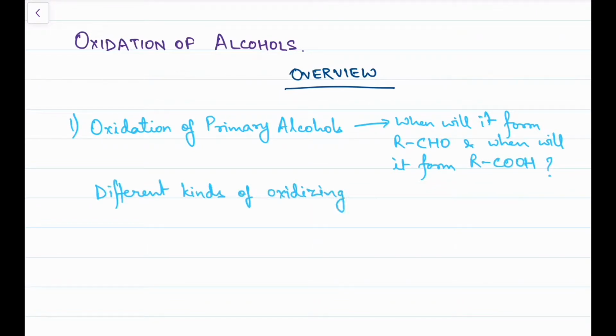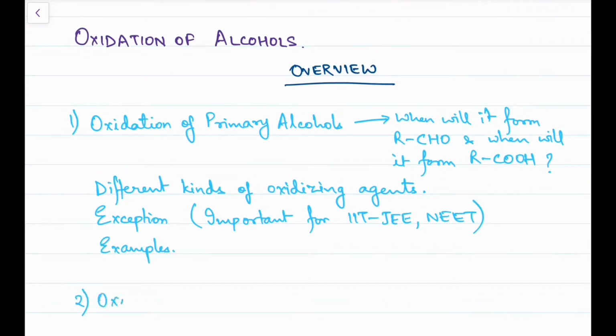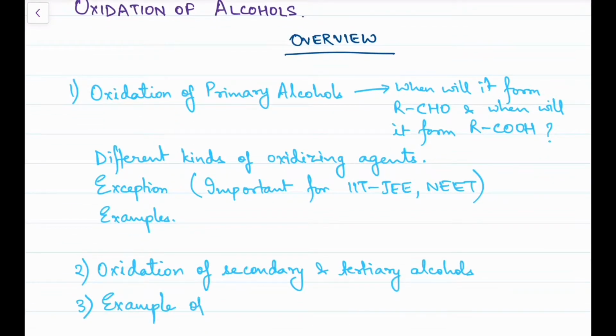We'll also study different kinds of oxidizing agents, exceptions, which are really important for exams, and some examples. Next, we'll cover oxidation of secondary and tertiary alcohols, and after that, we'll see some example questions which are usually asked in IIT, NEET, and other competitive exams. So let's get started. First, we are covering oxidation of primary alcohols.